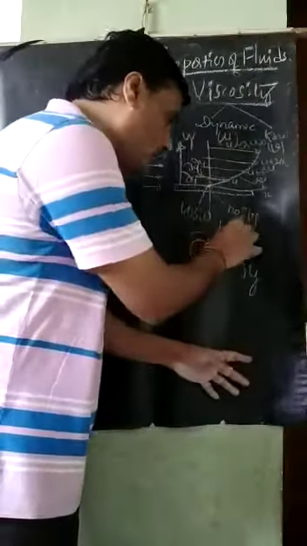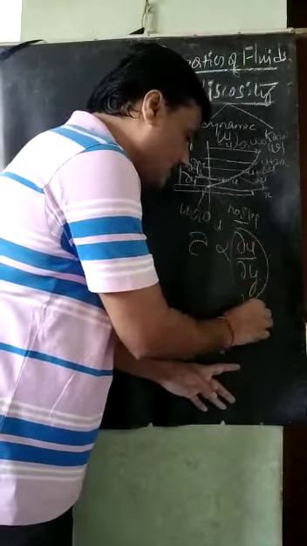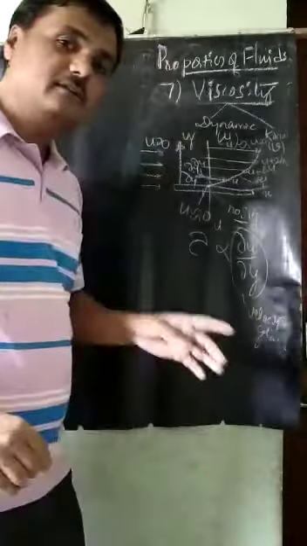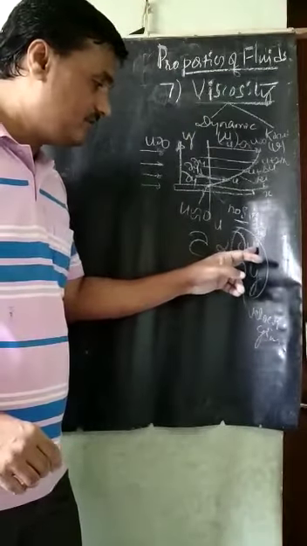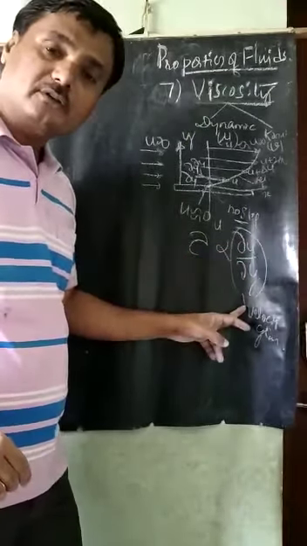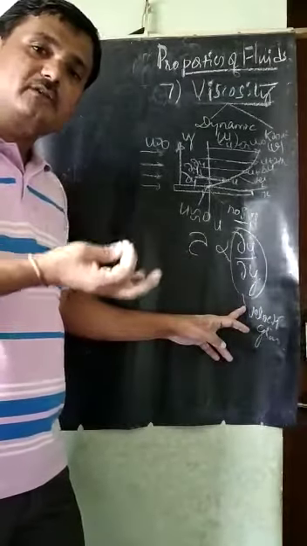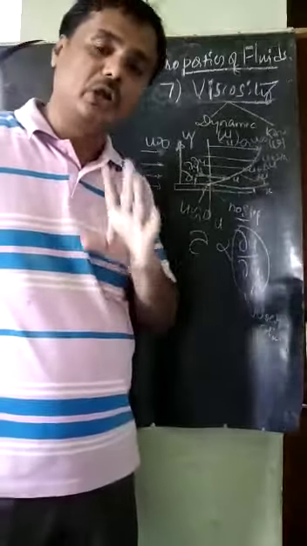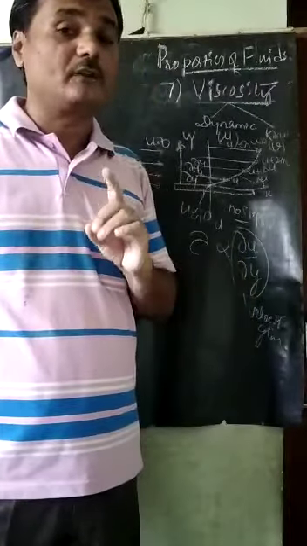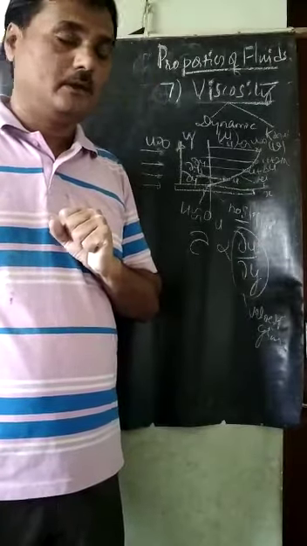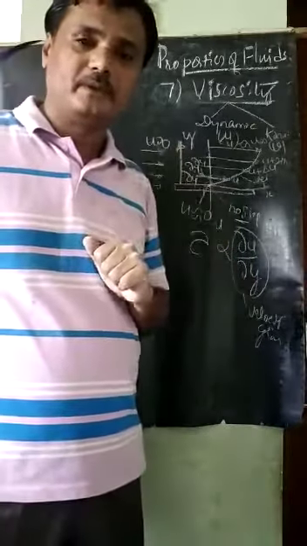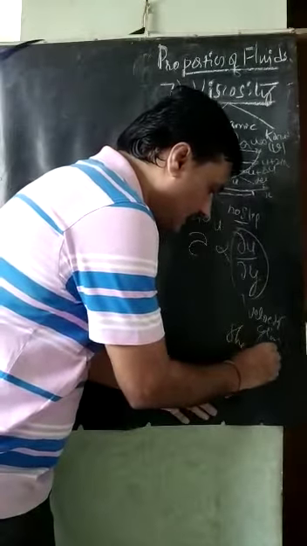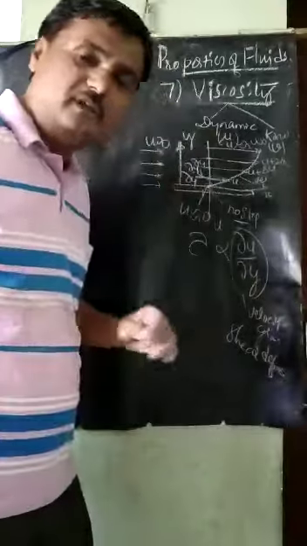This dou u by dou y is called the velocity gradient. Velocity gradient means the change of velocity over a particular distance. When we move vertically a particular distance, the velocity is changing. How much the velocity changes over that distance is called the velocity gradient. This is also called shear deformation.